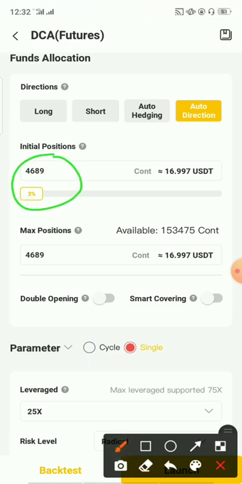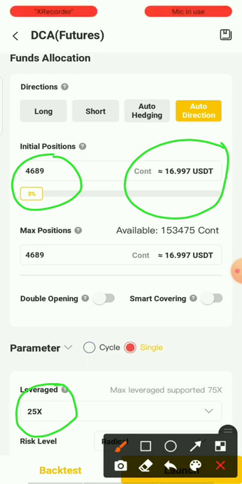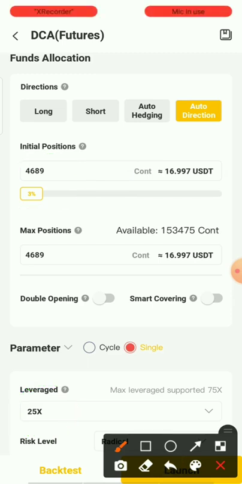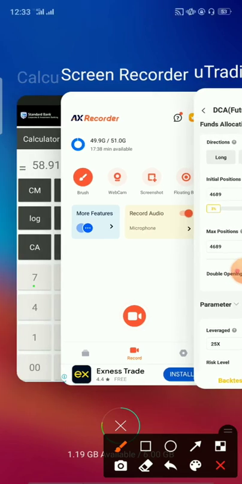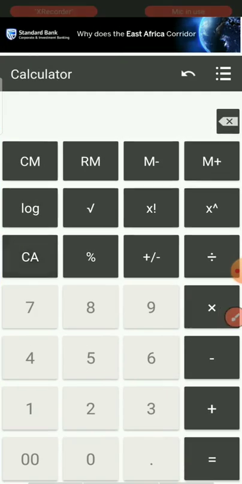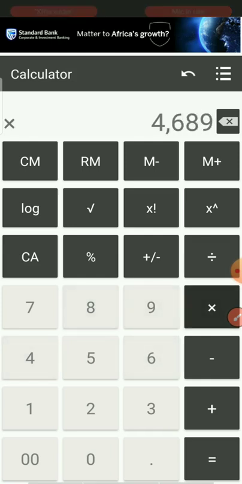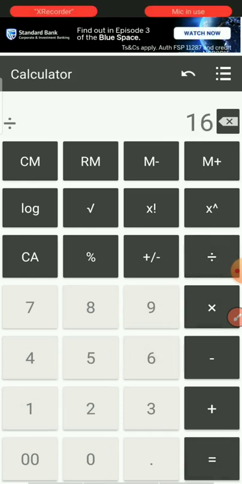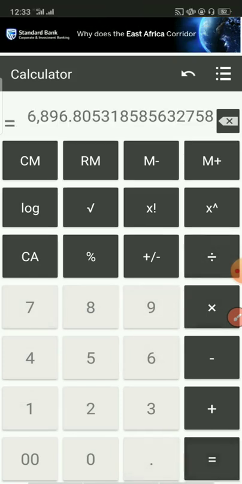This one here, 4,689 multiplied by this 25 here, then divided by 16.997. So if I go straight to my calculator, I do that 4,689 times 25, then divided by 16.997.